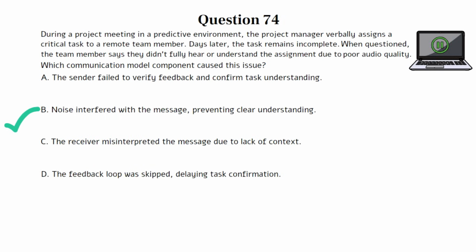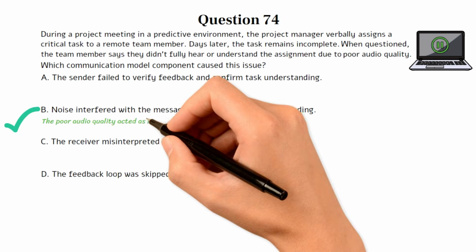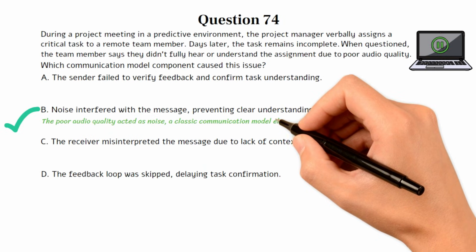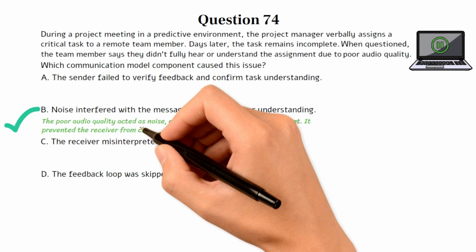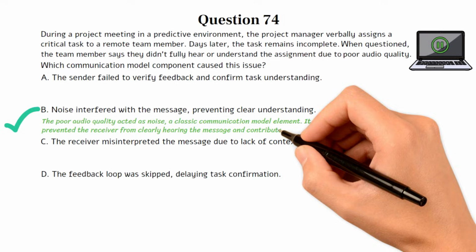This question tests your understanding of the communication model, specifically how messages can be distorted between the sender and receiver. One key element in the model is noise, any factor that disrupts or distorts the transmission of a message. Choice B is the best option because the poor audio quality acted as noise, a classic communication model element. It prevented the receiver from clearly hearing the message and contributed to task failure.